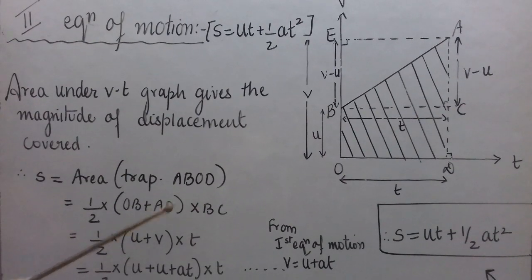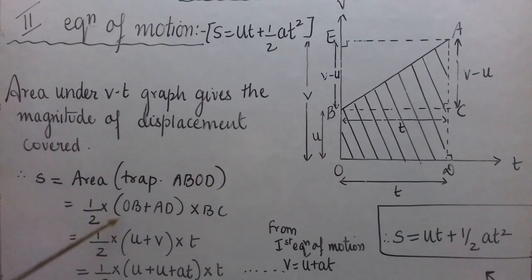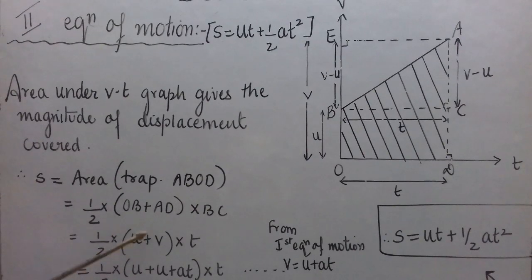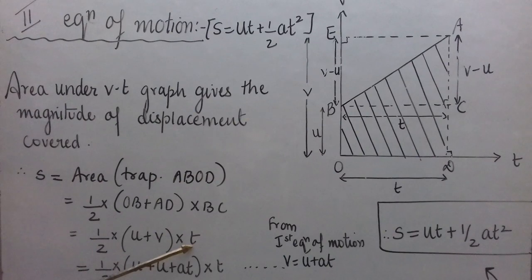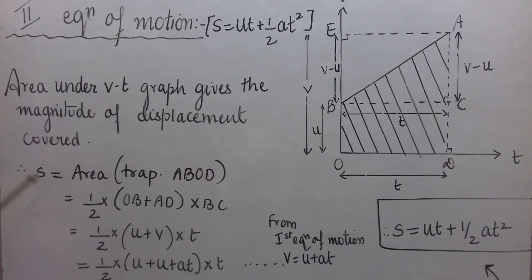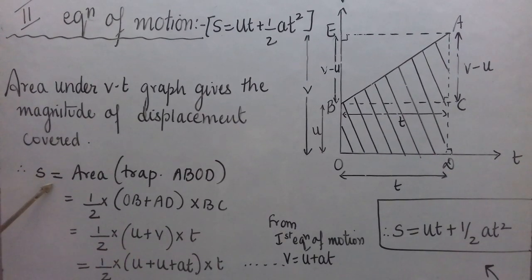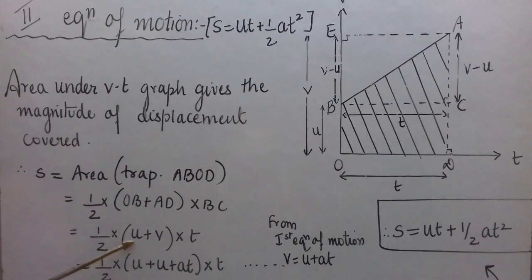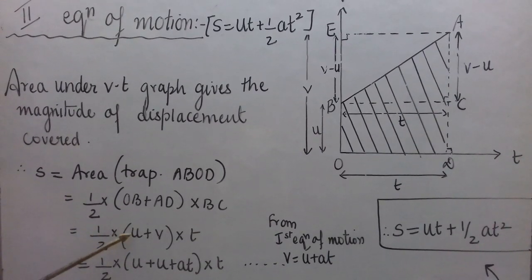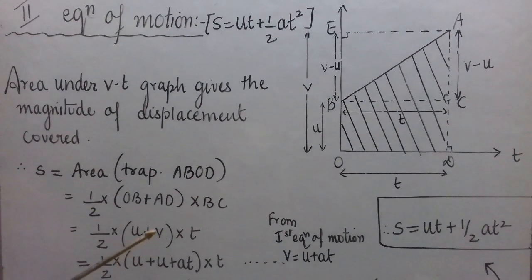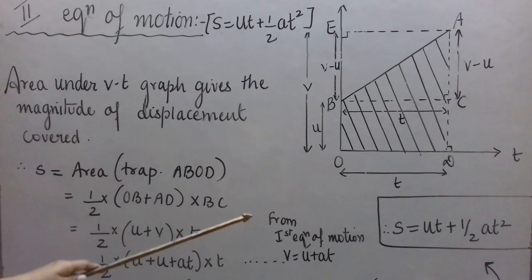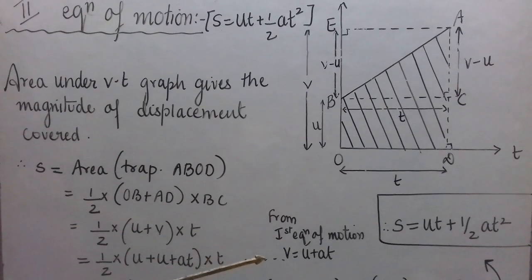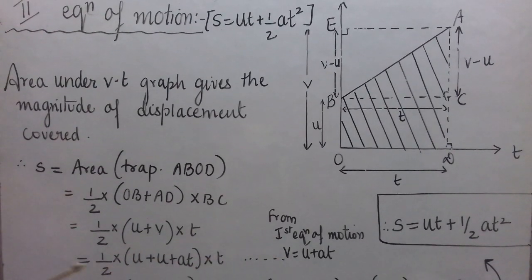Now let us put these values from the graph. Half into OB is U plus AD is V into BC is T. So I have just taken the use of VT graph and I have started this. Now here I have got S is equal to half into U plus V into T. Now let me put the value of V from the first equation of motion. So from first equation of motion, V is equal to U plus AT. So instead of V, I am putting that value.